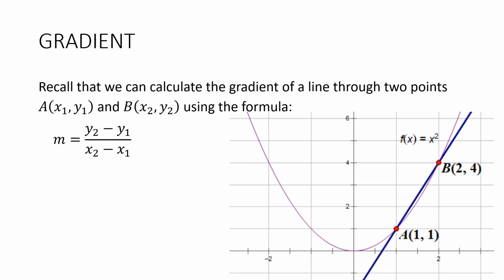Let's change tack. Let's talk about gradient. Recall we can calculate the gradient of a line through 2 points, A and B, using the formula shown. Now here we have a secant, that's the name of this blue line. It cuts this parabola in 2 points. And if I substitute those points in, the gradient of that secant is 3.